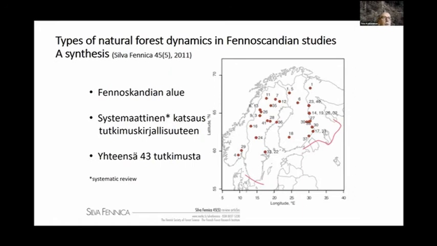What should be the proportions of the different classes, these three classes? So to shed light on this, we did a study some years ago looking at natural forest dynamics studies in Fennoscandia, and we were at that time able to locate 43 studies that were quite evenly spread across the Fennoscandia.